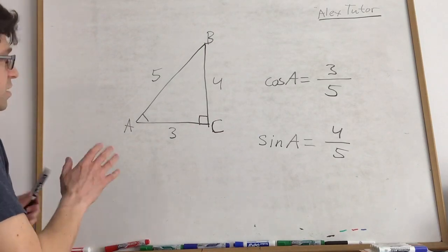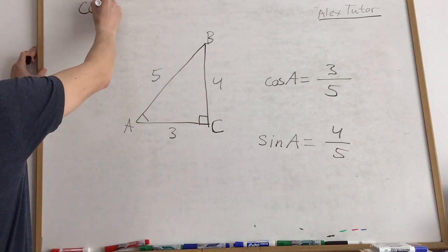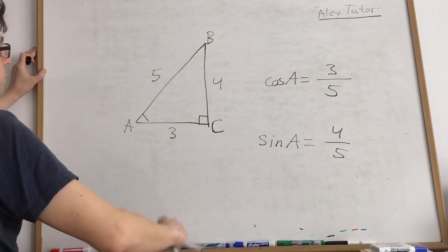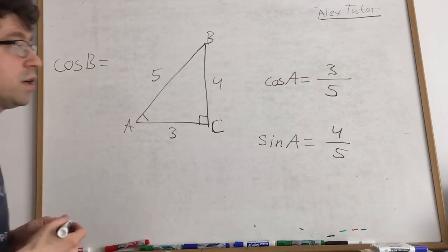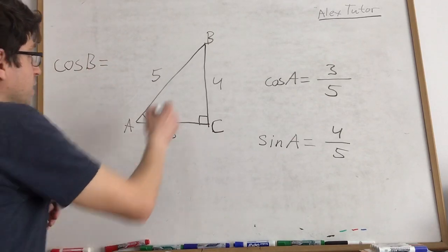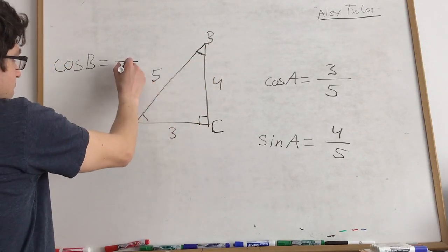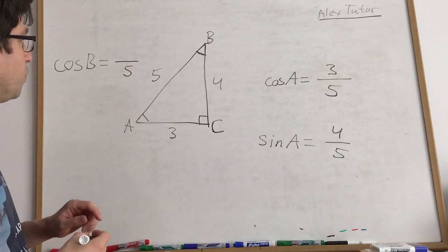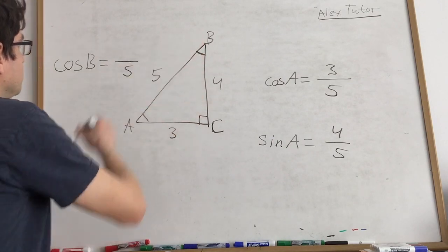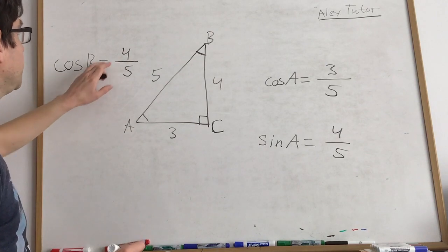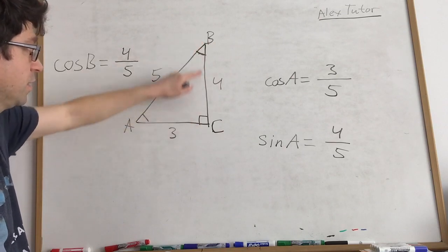Okay. So now let's talk about angle B. What is the cosine of angle B? When I look at angle B, hypotenuse is 5. But what is adjacent leg? Now adjacent leg is 4. So cosine of angle B is 4 over 5, because when I talk about angle B, adjacent leg is 4.